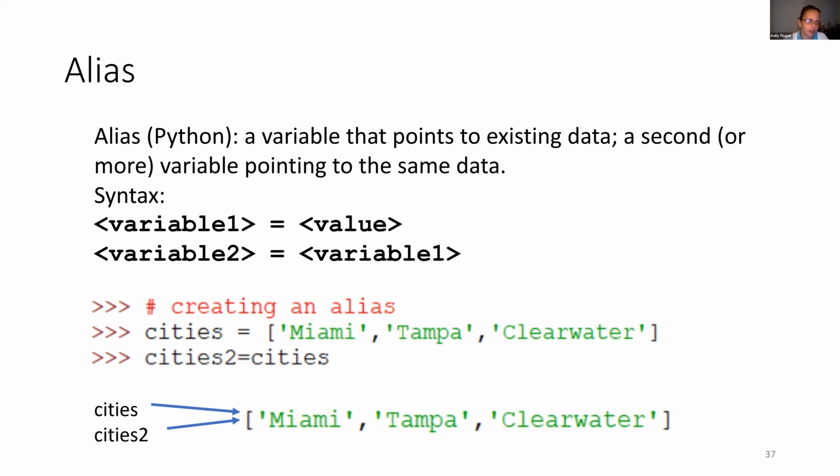What is an alias in Python? An alias in Python is a variable that points to existing data, a second or more variable pointing to the same data. Here we have variable1 equals some value. Okay, no big deal. Variable2 equals variable1. Okay, well, I wonder what that means. Creating an alias. Cities equals Miami, Tampa, and Clearwater. Cities2 equals whatever cities equals. That means that they both point to exactly the same data on the disk. So we now have two names for the self-same list. Aliasing has occurred.